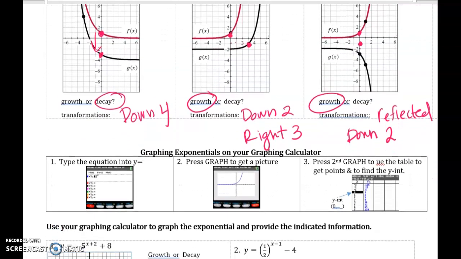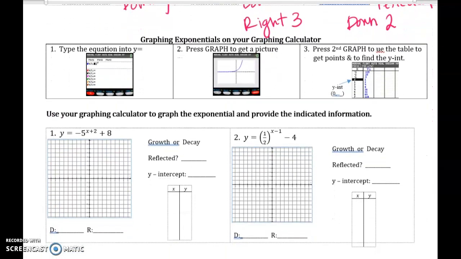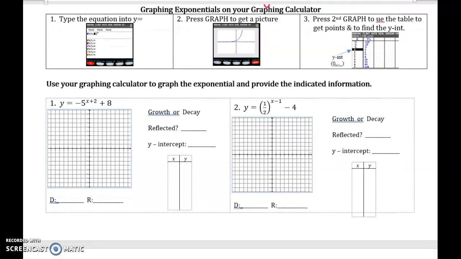All right, now bust out those graphing calculators, please. And just remember how to plug these in. So you're going to type the equation into y equals, then you're going to press graph. If you get a really funky graph, remember zoom 6 will get you back to a standard window. And then you're going to press second graph to use, that's a typo, use the table to get the points to find the y-intercept.